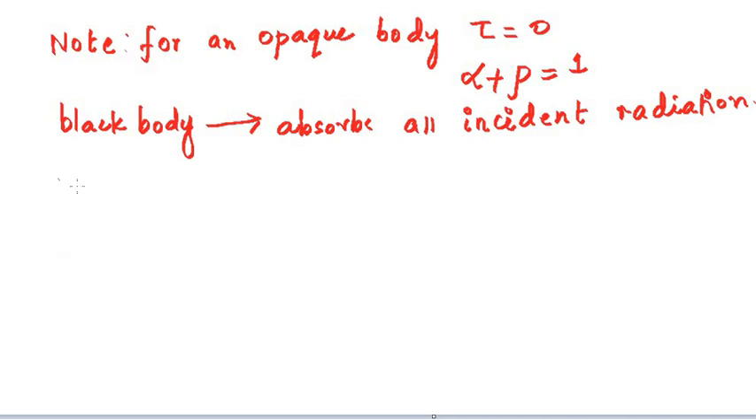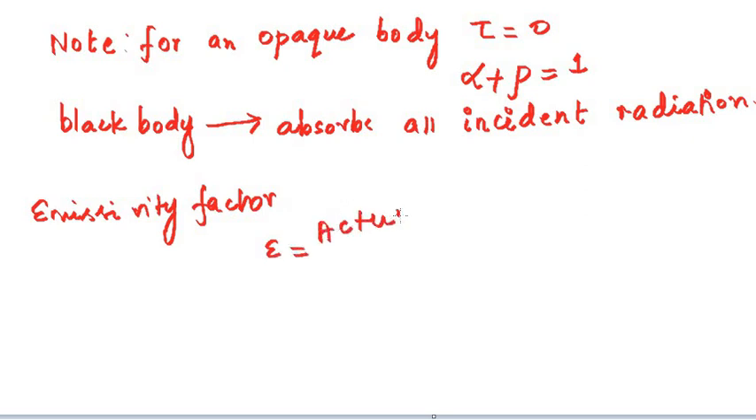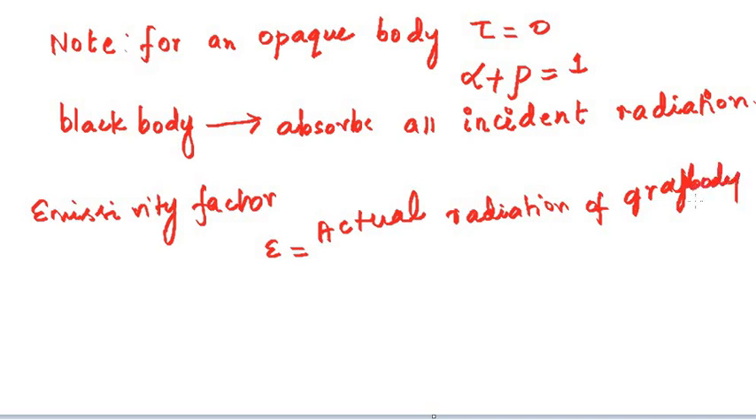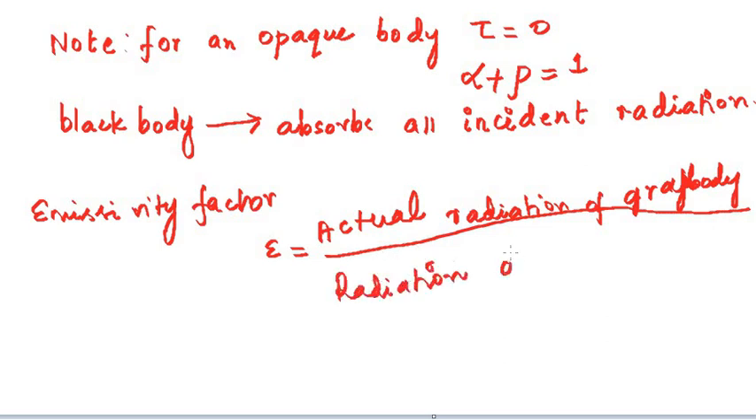Now emissivity factor. Epsilon is equal to the actual radiation of a gray body divided by the radiation of a black body at a given temperature T.